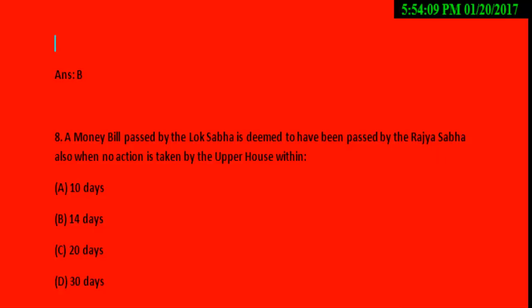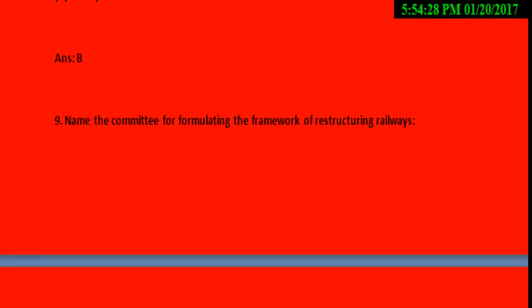A money bill passed by the Lok Sabha is deemed to have been passed by the Rajya Sabha also when no action is taken by the upper house within 10 days, 14 days, 20 days, 30 days. So B, 14 days. Name the committee for formulating the framework of restructuring railways. So your options are Jain Committee, Venkatachaliah Committee, Rakesh Mohan Committee, Dinesh Goswami Committee. So your answer is C.